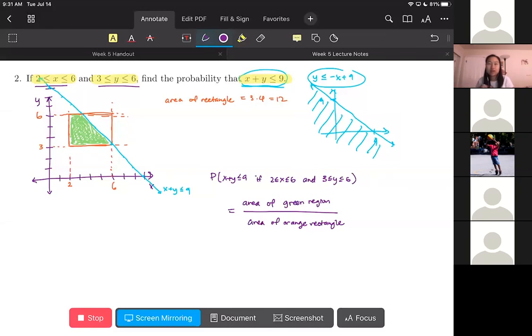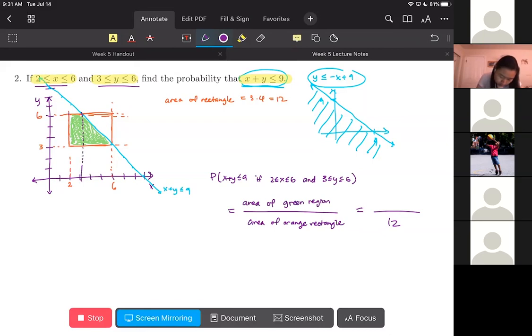So how do we calculate the area of the green region? We already calculated the area of the orange region. That was 12. The area of the green region. So we have to divide it into a triangle and a rectangle. The rectangle having a height of 3, and I think the width would be 2, if I'm looking at it correctly. Yeah, 2. So the rectangle part of our area is 6.